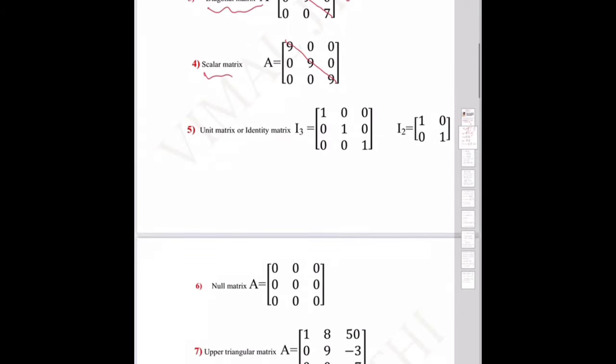Then unit matrix or identity matrix I3. I3 is an identity matrix or unit matrix of order 3. That is, a square matrix or a diagonal matrix in which all diagonal elements are unity and all other entries are zeros. Or a scalar matrix whose diagonal elements are 1 is called an identity matrix. This is an identity matrix of order 3, or unit matrix of order 3. This is an identity matrix of order 2, or unit matrix of order 2.